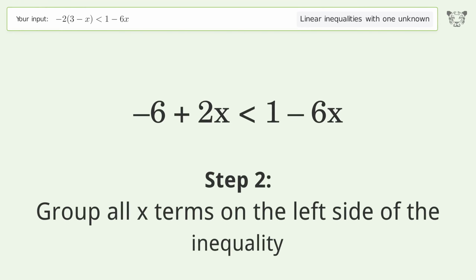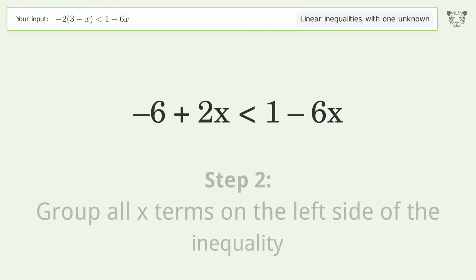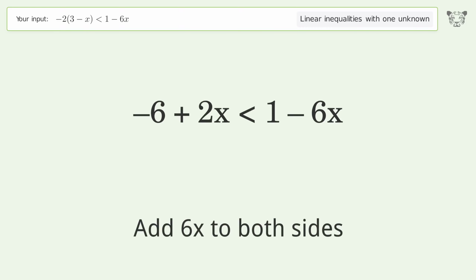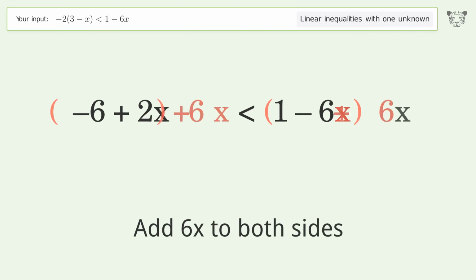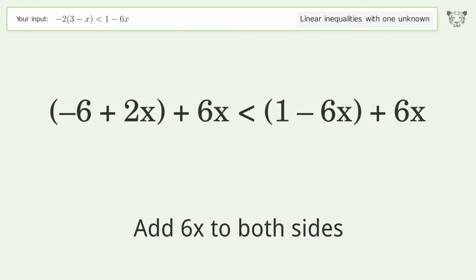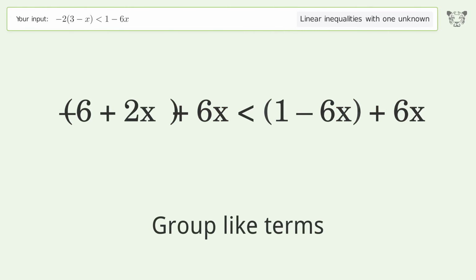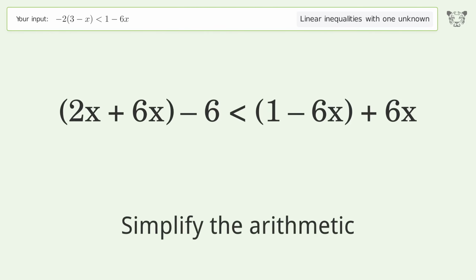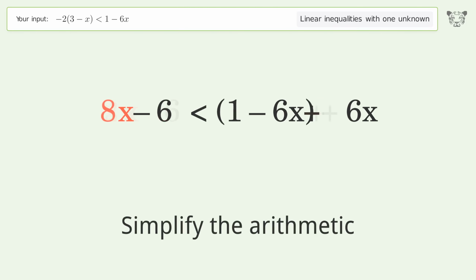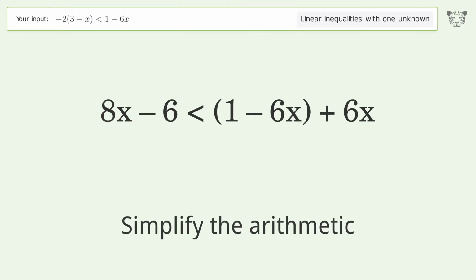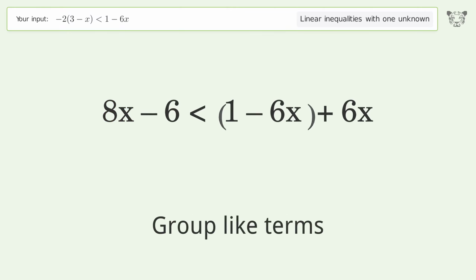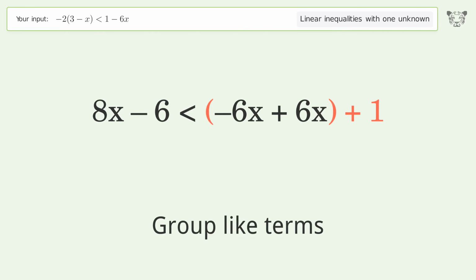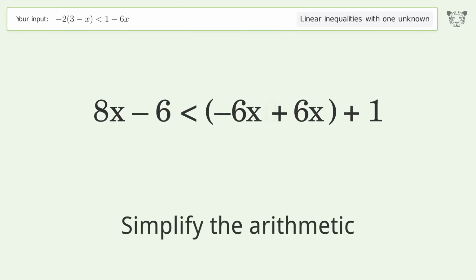Group all x terms on the left side of the inequality. Add 6x to both sides. Group like terms. Simplify the arithmetic. Group like terms. Simplify the arithmetic.